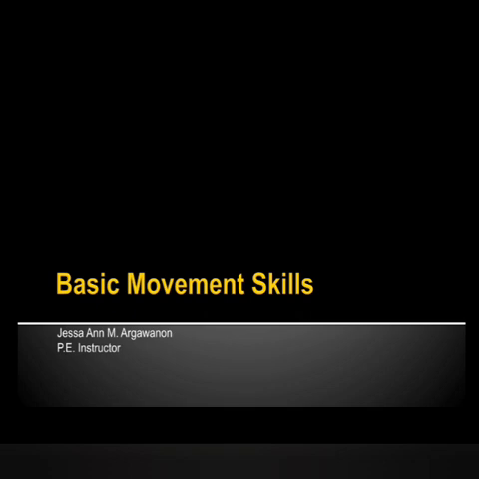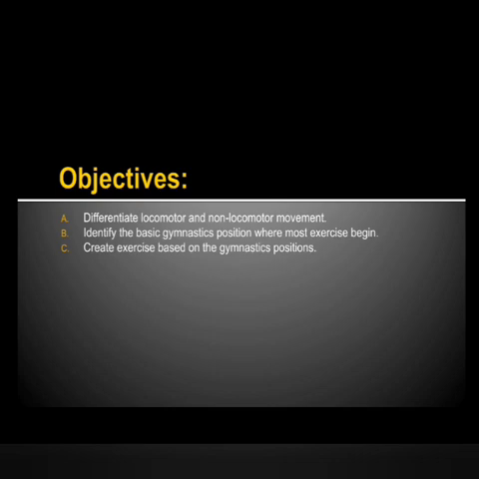Unit 2, Basic Movement Skills. Objectives: Letter A, differentiate locomotor and non-locomotor movement. Letter B, identify the basic gymnastics positions where most exercises begin. Letter C, create exercises based on the gymnastic positions.